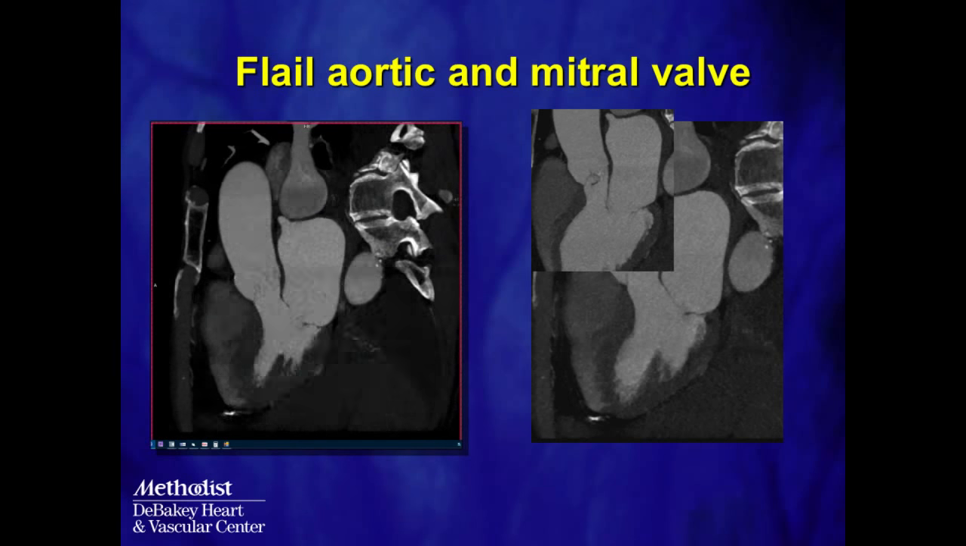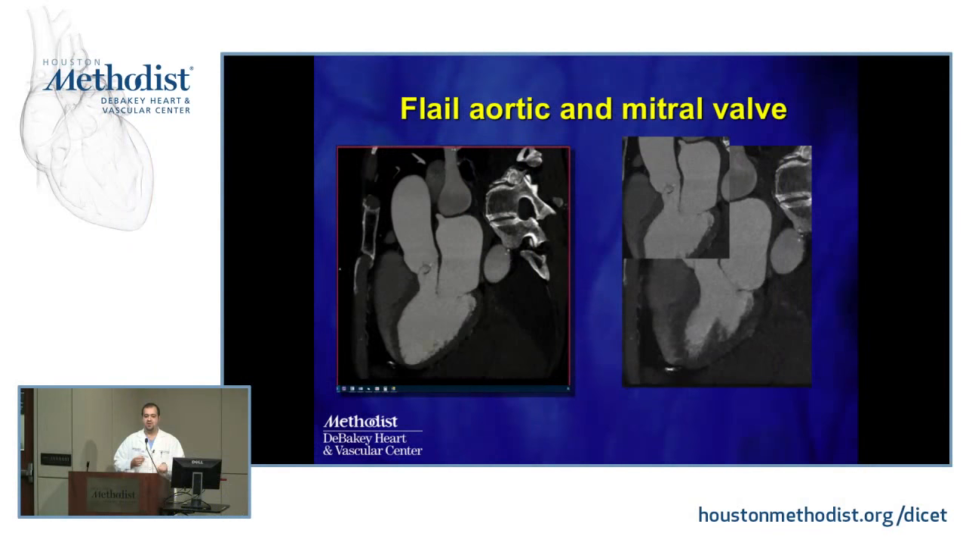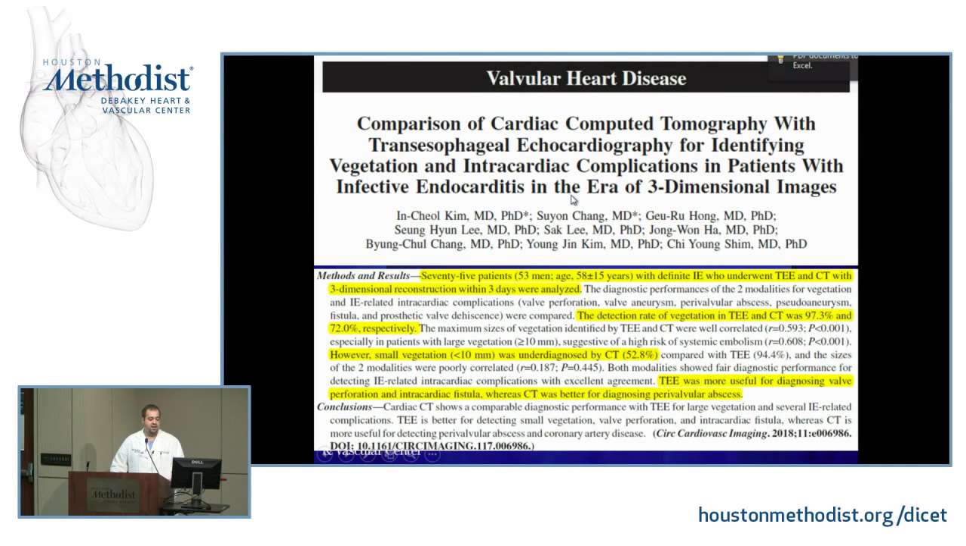So that's very important on CT. Small vegetations, especially if they're highly mobile, we don't have the high temporal and spatial resolution as transesophageal echo to tell whether there is a vegetation or not, but at least you can appreciate valve anatomy in this case.